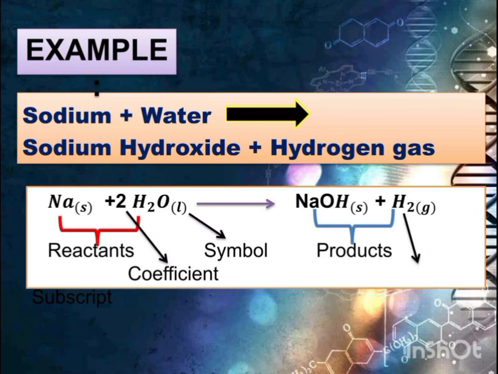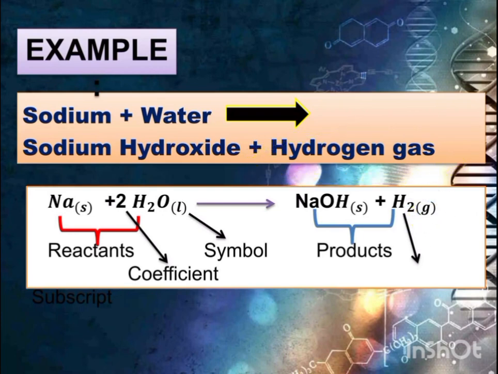Now we are going to write this word equation in symbolic form. The symbol of sodium is Na, so I write Na. It is in the solid state, so I write a small s. Plus the water molecule, so I write H2O, and in brackets I write small l, which shows that water is liquid. Sodium hydroxide is produced as a product, so I write NaOH with s for the solid state, and for hydrogen gas, small g has to be written.